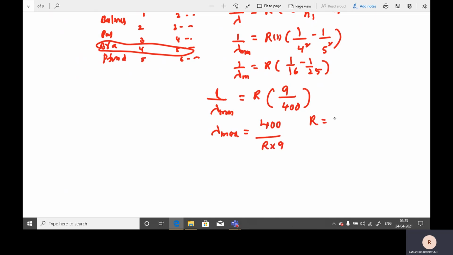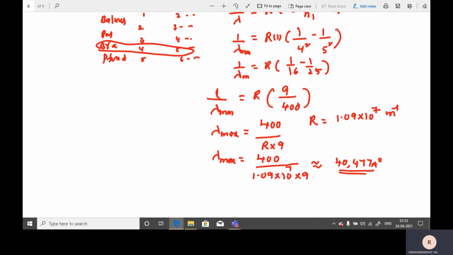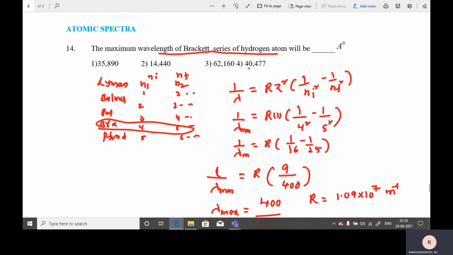We know the R value, 1.09 into 10 to the power of 7 meter inverse. We substitute: lambda max is equal to 400 by 1.09 into 10 to the power of 7 into 9. This will give 40,477 angstroms. Here you have to remember we converted to angstroms. Why? If we observe our options, they are in angstroms. Hence our option 4 is correct. Okay, next, the 15th one.